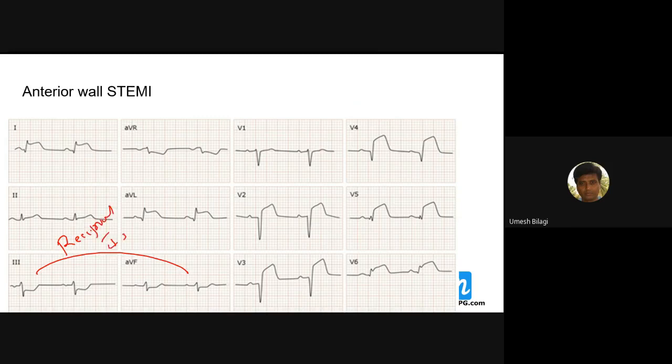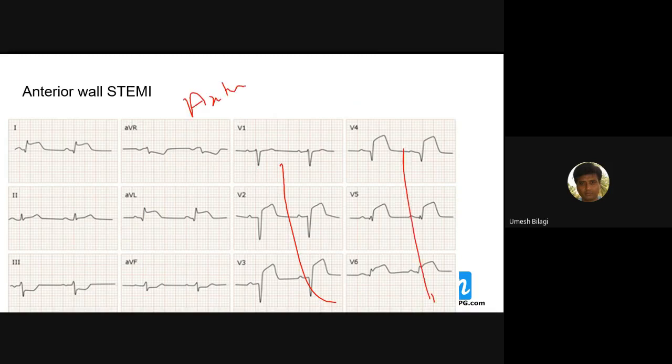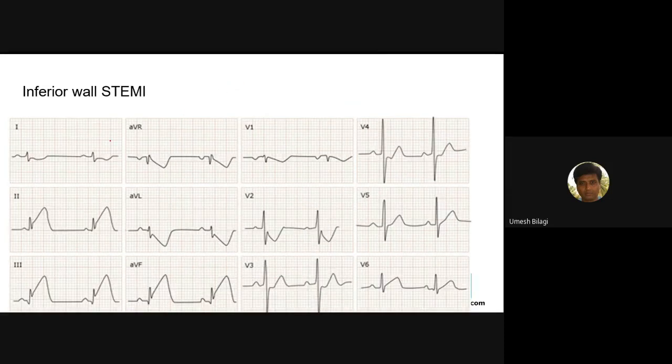Reciprocal changes, or ischemia at a distance. Either of them you can call these two. Whereas these are all, so this is a case of anterior wall MI, STEMI. Similarly, this is a case of inferior wall.